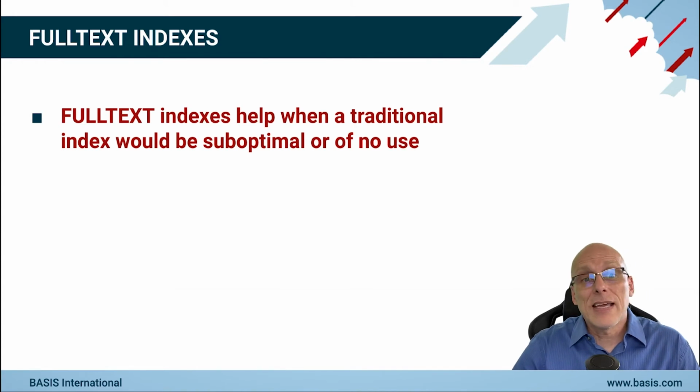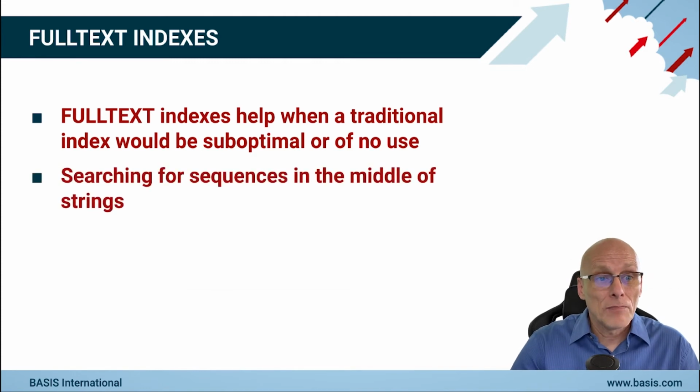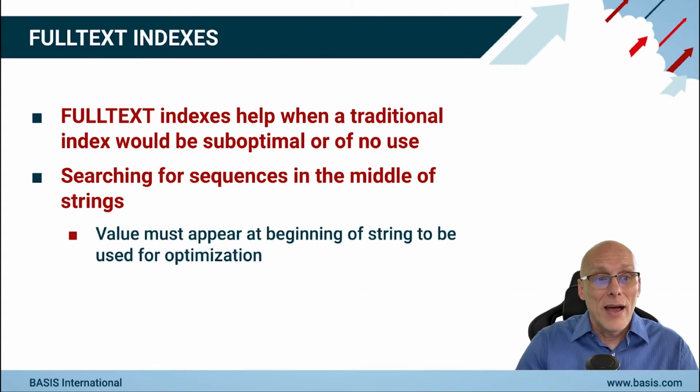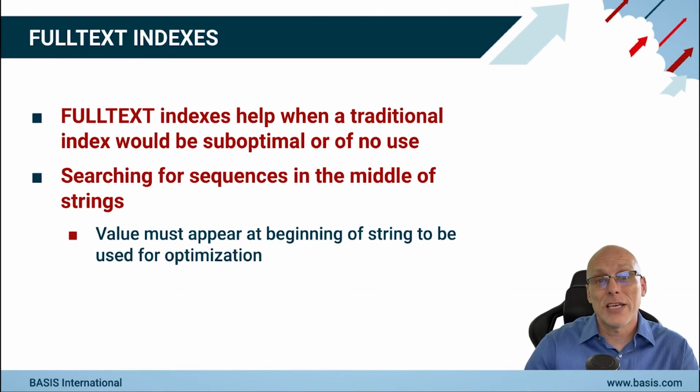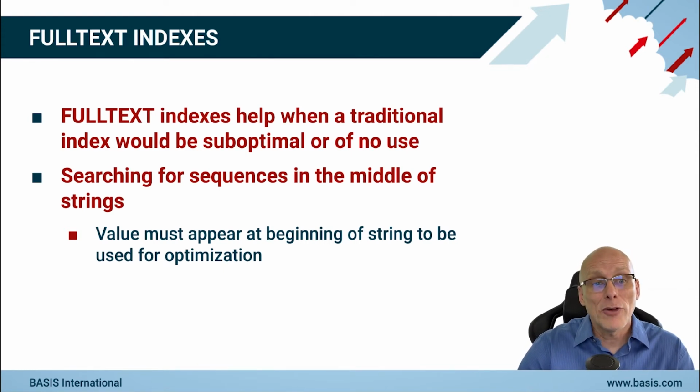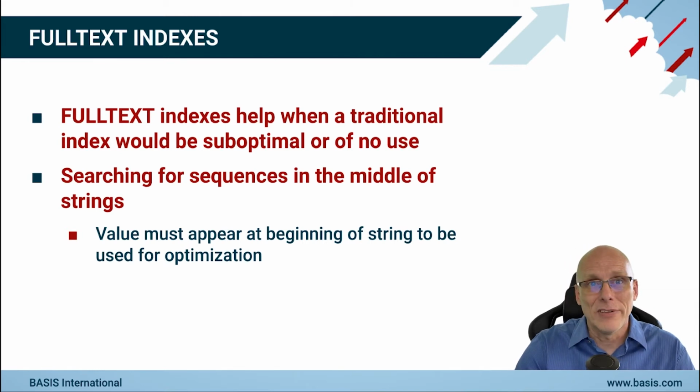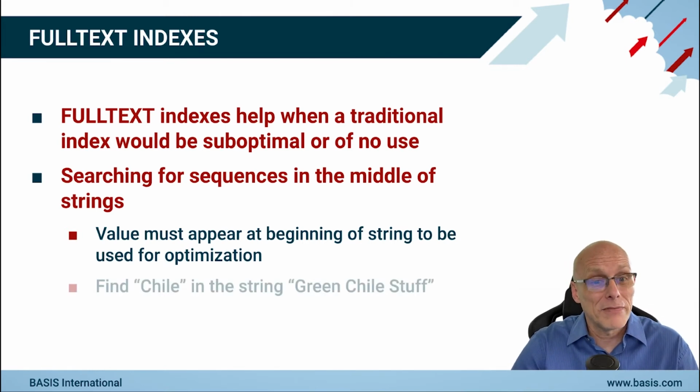All right, so full text indexes help when traditional indexes would be suboptimal or of no use at all. Searching for sequences in the middle of strings is one of the limitations of standard indexes. When you're searching for sequences in the middle of strings, the value must appear at the beginning of the string to be used for optimization. And that's a significant limiting factor.